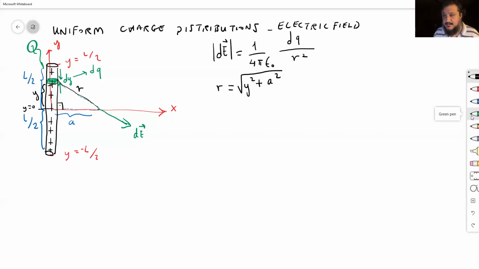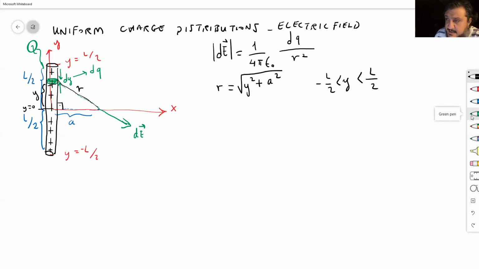I didn't need the variable r anyways. We got rid of that. It's just y. Y will be our variable. A is a constant, right? Y is the thing that changes. So y changes between negative L over 2 and positive L over 2. Okay. What about dq? What is dq?